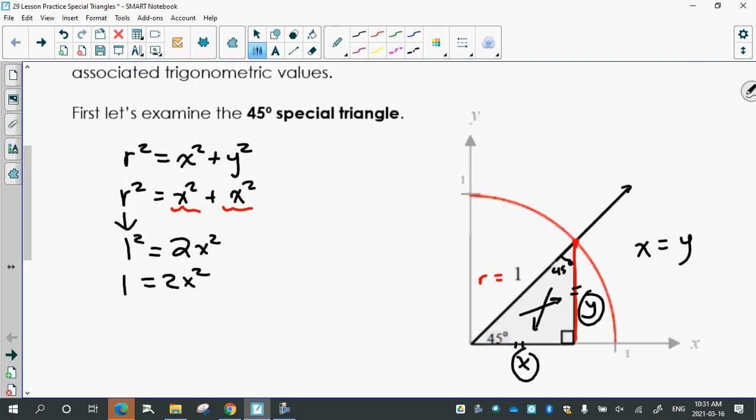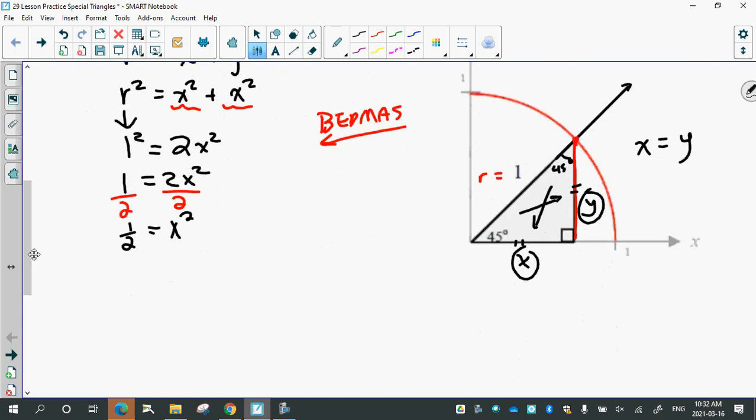So I can solve for x, the length of x, which is also going to give me the length of y, because x and y are equal. So how would I find the length of x solving that equation to get x by itself? Divide by 2 first. Good. Reverse order of operations. So I get x squared is a half. And then I have to square root. Good.